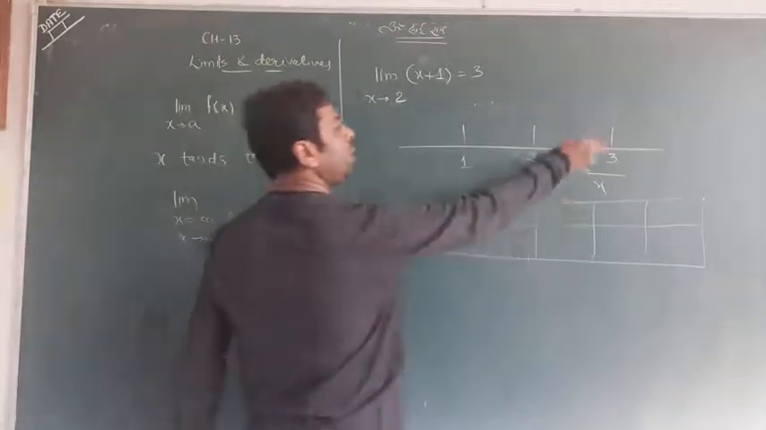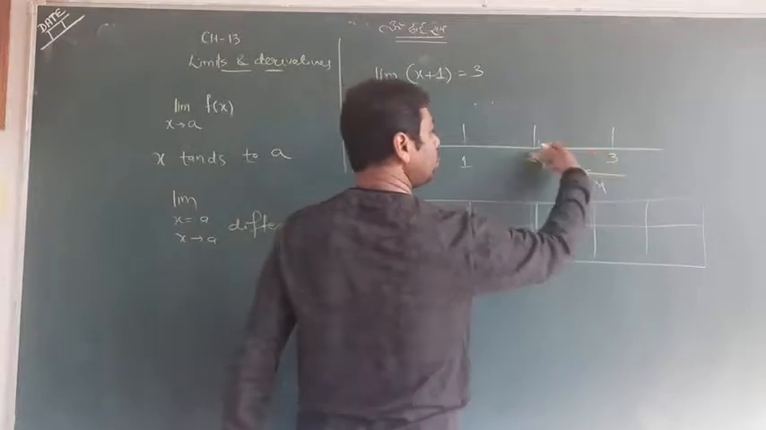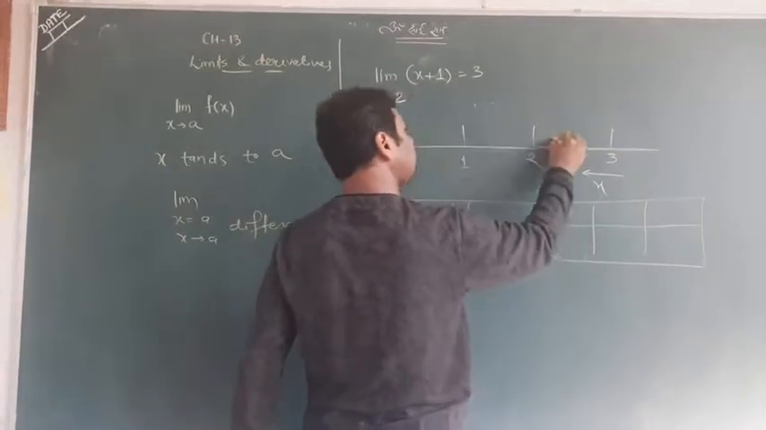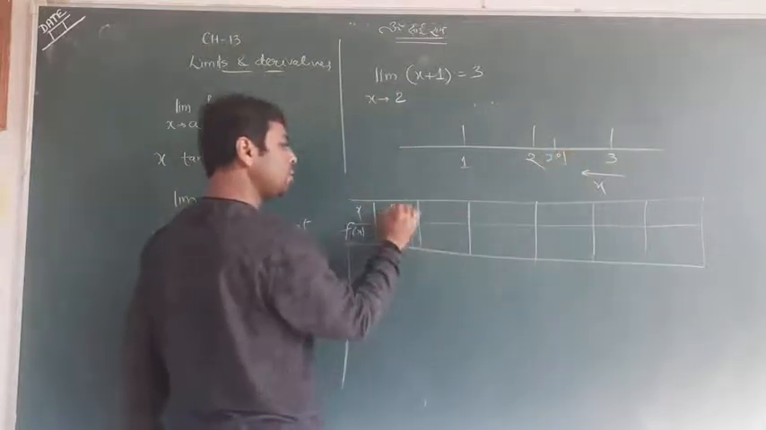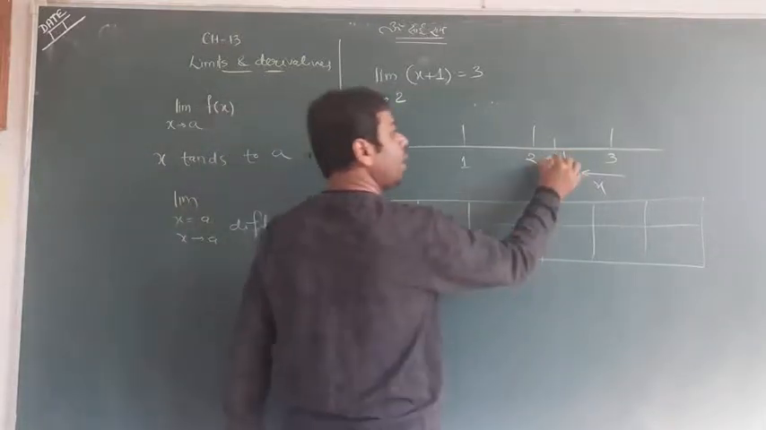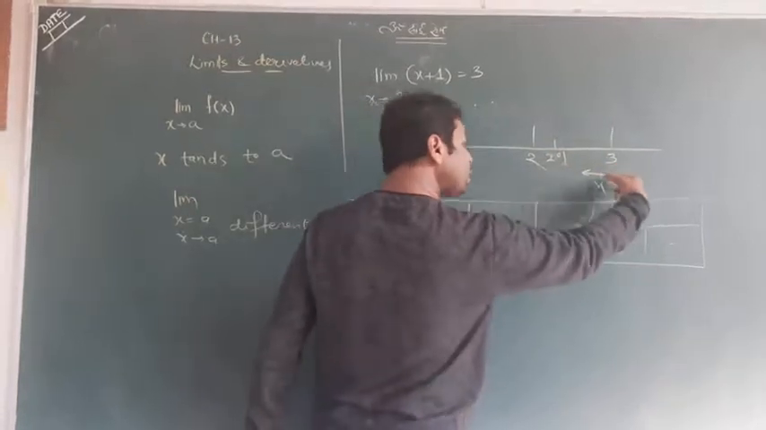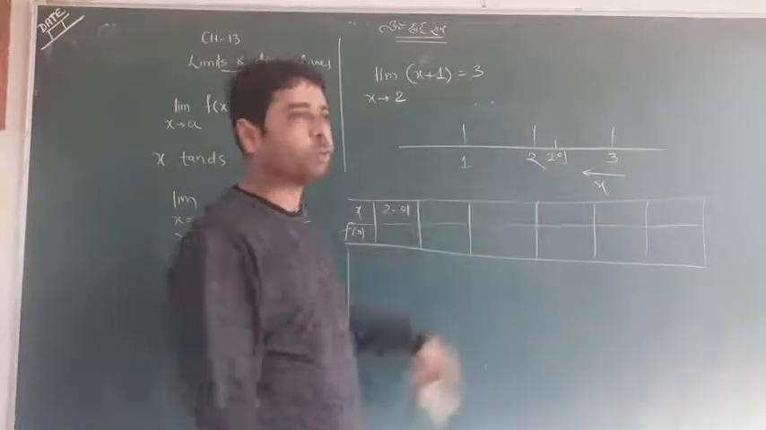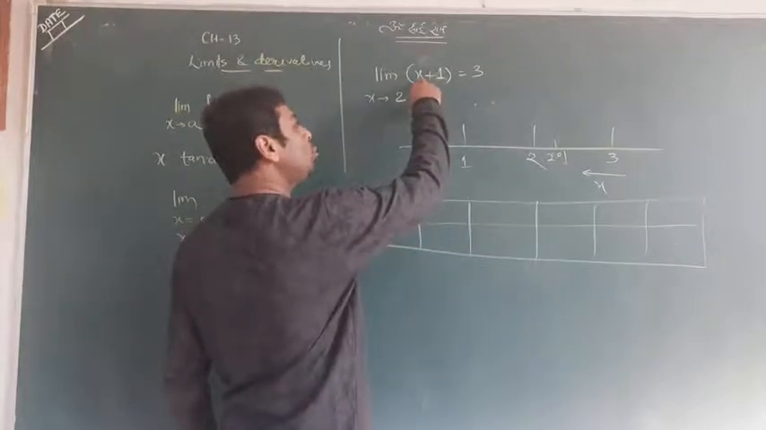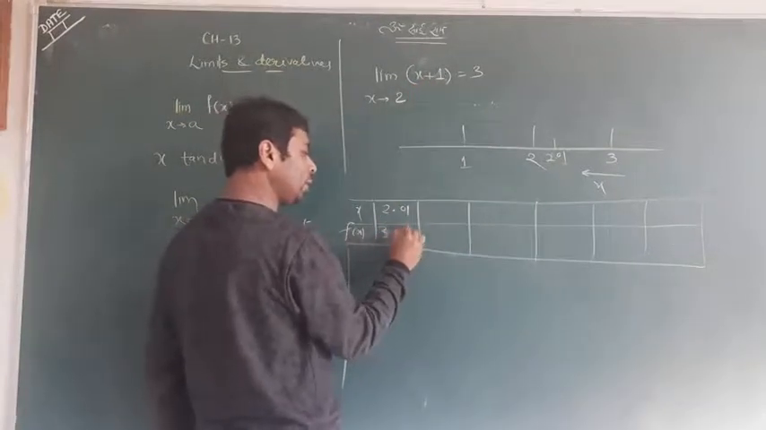Now put the nearest value to 2 from the right direction, when x is approaching 2. Suppose it is 2.01, which is just after 2. When x is reaching 2 from the right direction, x will attain the value 2.01. When you put 2.01 here, it will be 3.01.